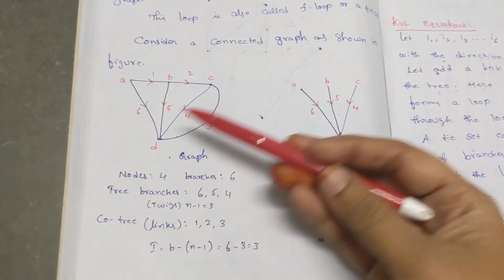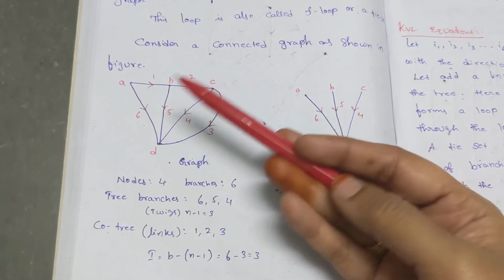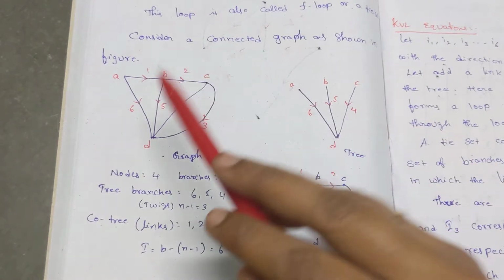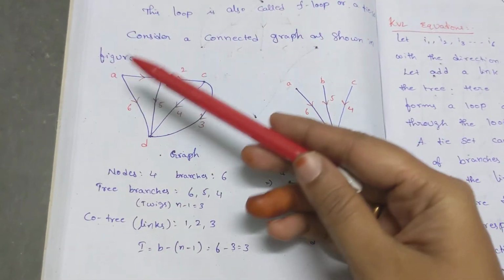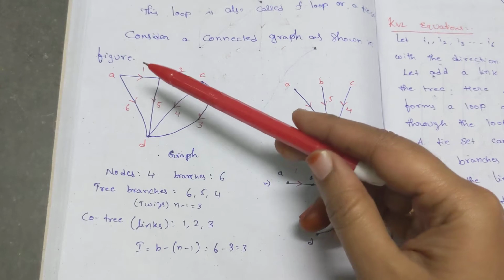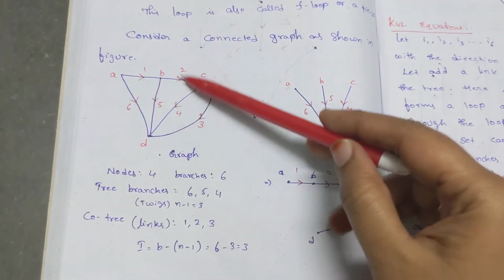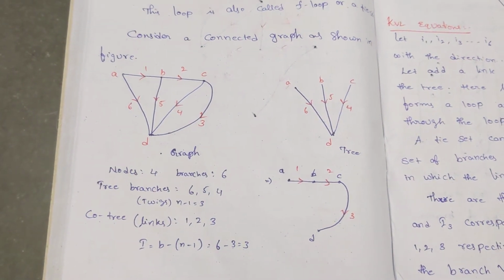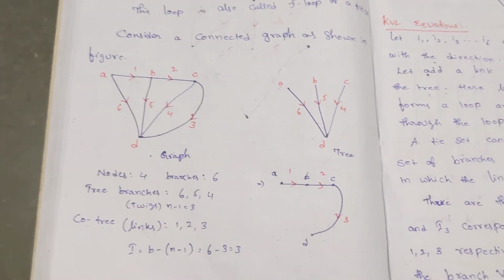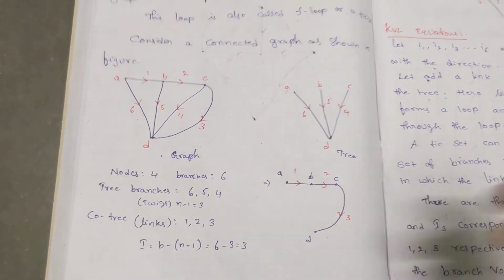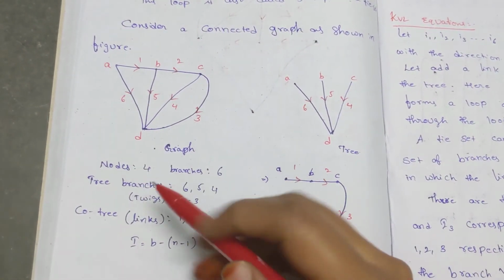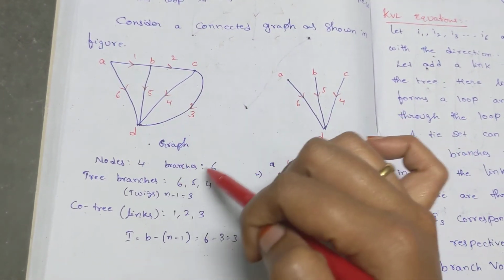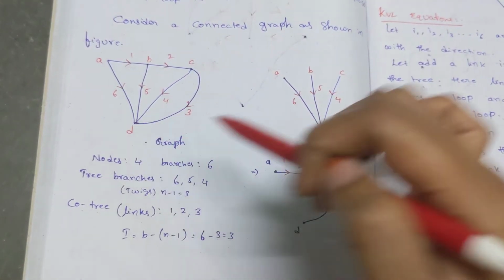So this is the graph, that means the connected graph, the complete graph. From this graph we have terms like the number of nodes available, the number of branches, and how many of these branches act as the tree and how many are strings or links. So I have the total number of nodes as 4, A, B, C, D, and the number of branches as 6, labelled from 1 to 6.